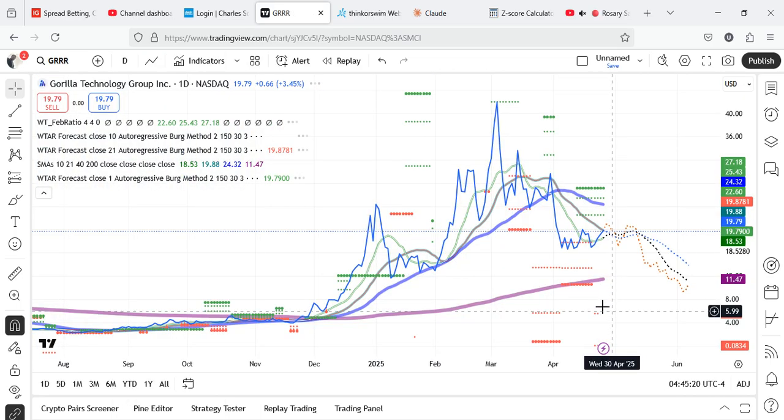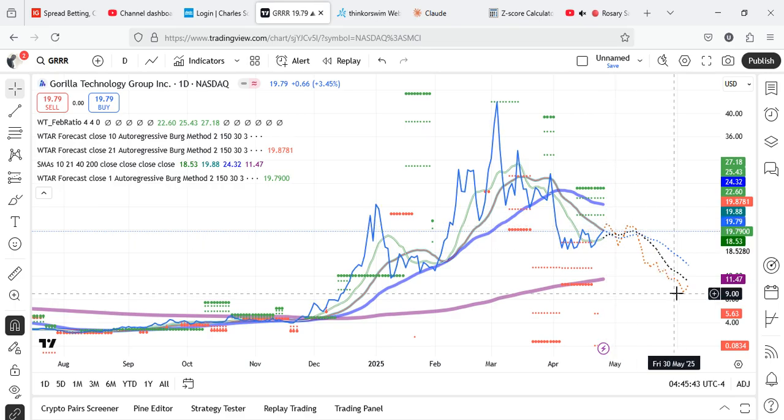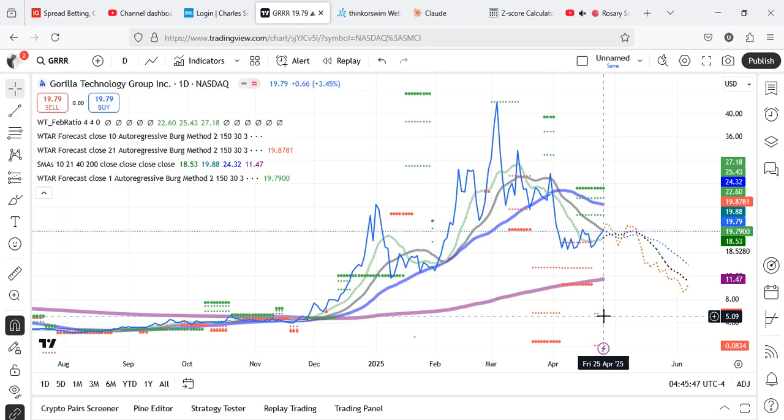On the daily chart, here we have a couple of projections. We have upper projections, all of them. All the projections here are all upwards: 22.60, 25.43, 27.18. However, the extrapolation of the price is to the downside. Nothing bullish. The extrapolation of the price doesn't agree with those upper projections.